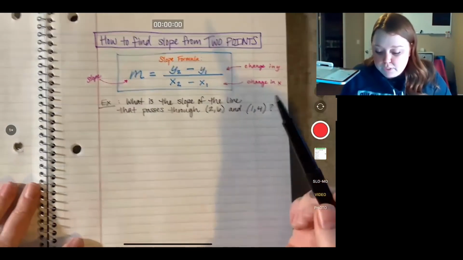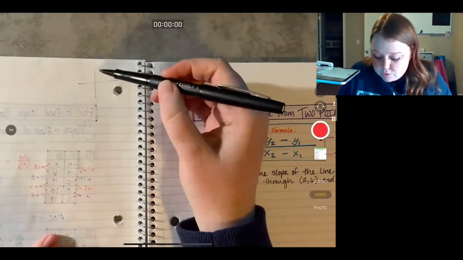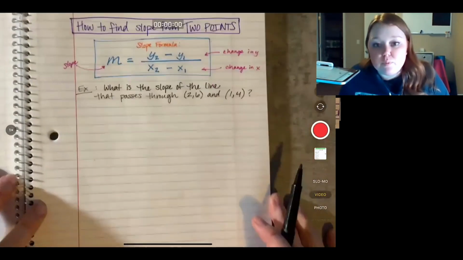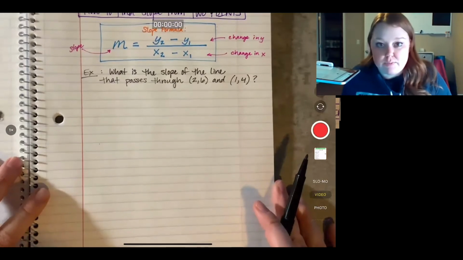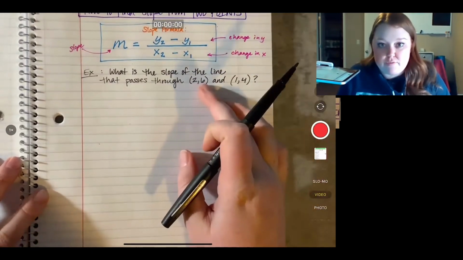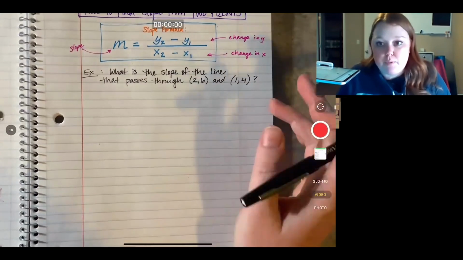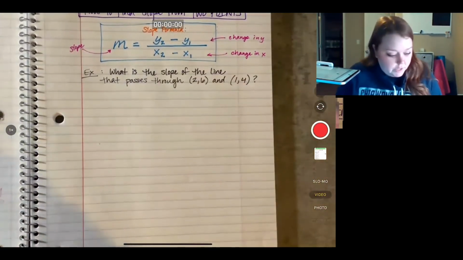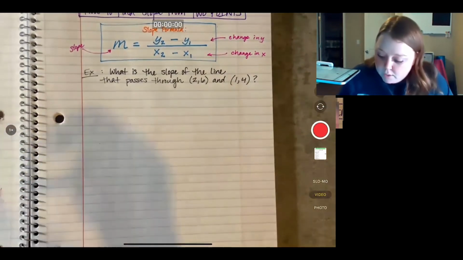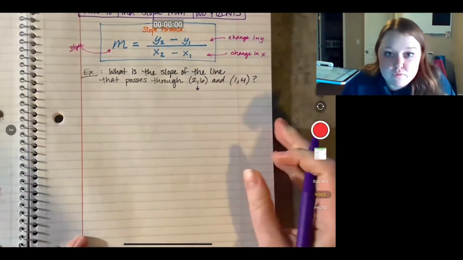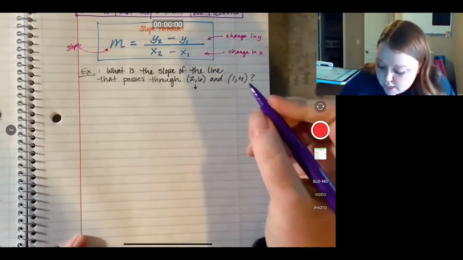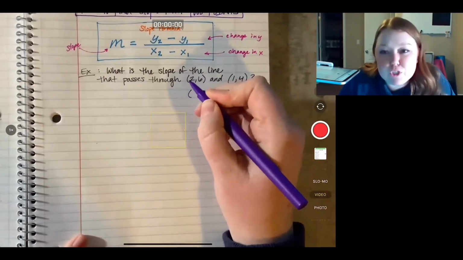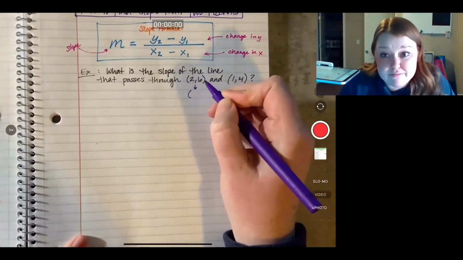Now, could we make a graph: 2, 6, graph 1, 4, find the rise, find the run? Yeah, we could, but you need a different strategy, because if that was 205 comma negative 6,000, you would not be wanting to graph that, right? So we use this fancy formula. Okay, well, 2, 6, so hopefully you have some space right underneath 2, 6. I want you to tell yourself, this is your first ordered pair. It's the first ordered pair that was listed in the problem, right?